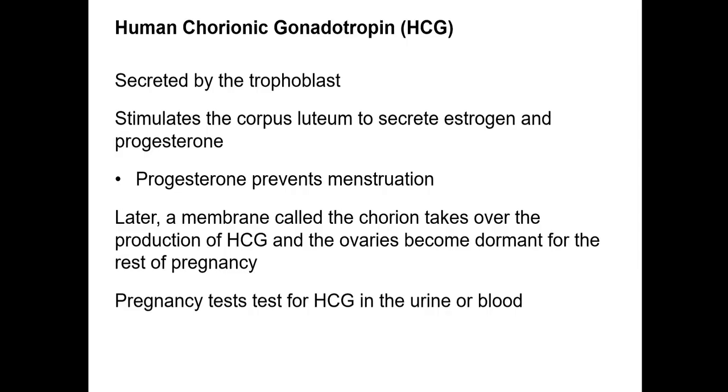Also, we know that once this human chorionic gonadotropin starts being produced, this is going to stimulate the corpus luteum, which is in the ovary, to secrete both estrogen and progesterone. Progesterone will prevent the female's body from entering menses, prevent her from going through the menstrual cycle, and this will help maintain that pregnancy early on. Later on, a membrane called the chorion will take over the production of HCG, and at that point the ovaries will become dormant. They will not need to produce any more hormones throughout the remainder of the pregnancy.